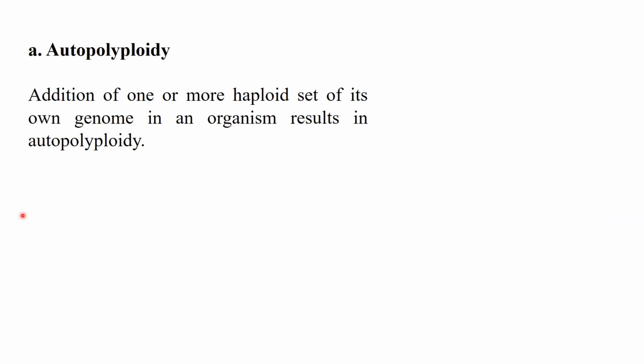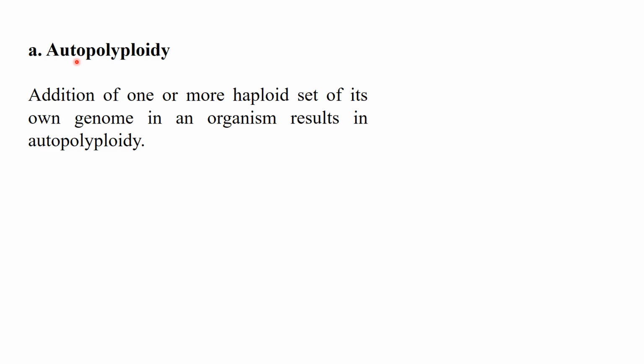Autopolyploidy. Auto means same, so autopolyploidy means the manifold sets are present in the same species and the same organism. That is the self-doubling of a chromosome set within the same organism, from the same organism, and that is called autopolyploidy.